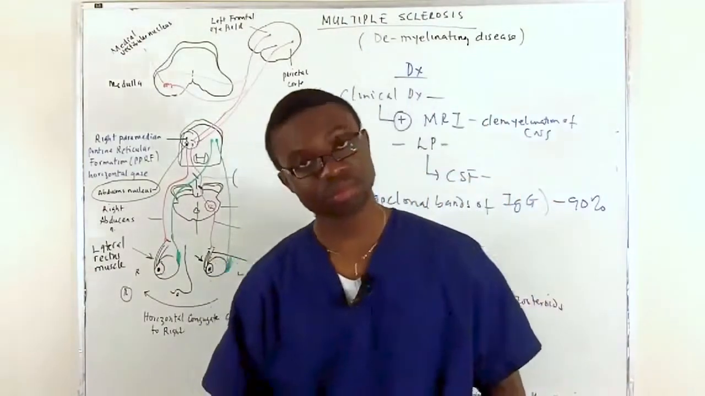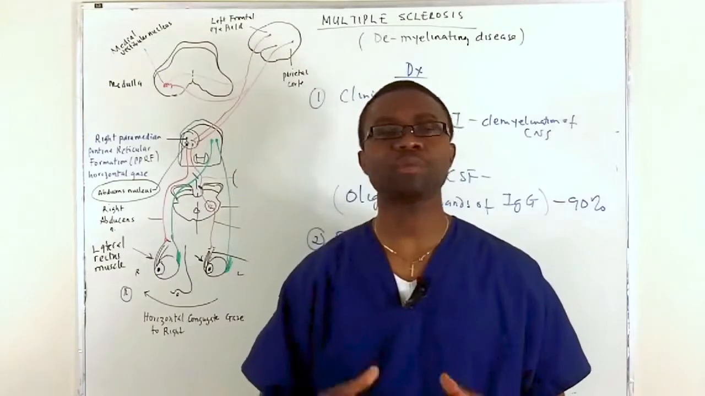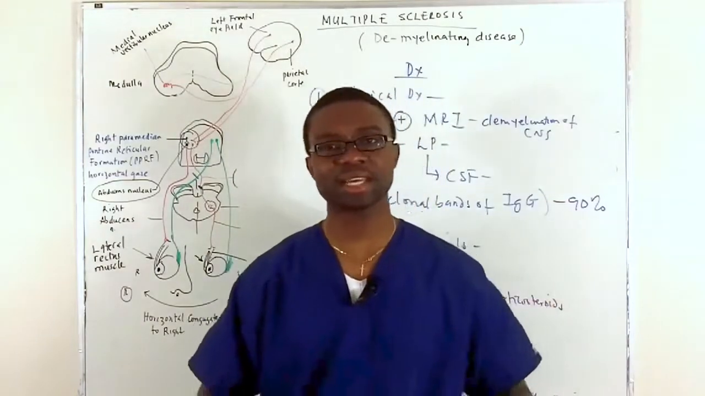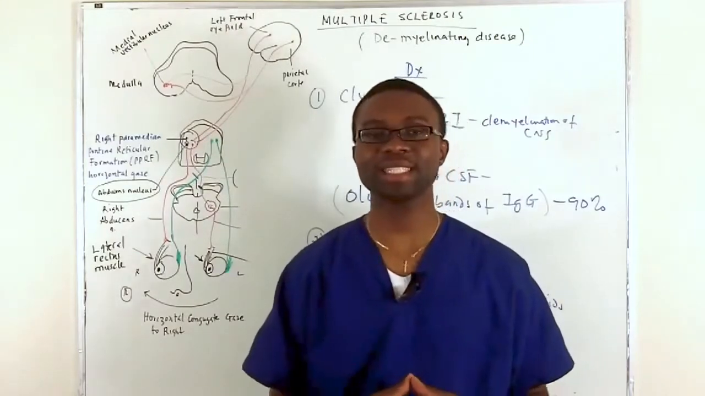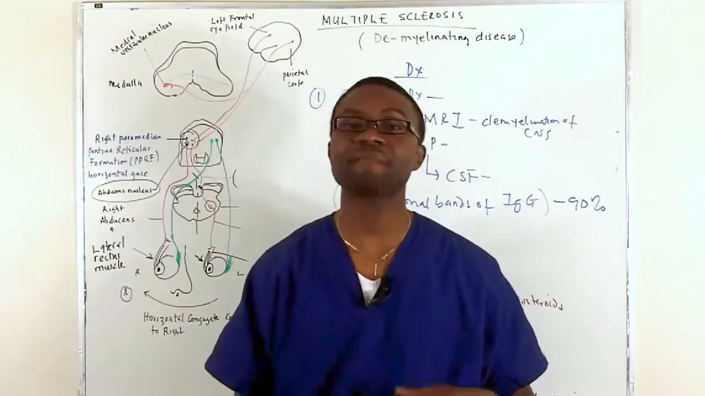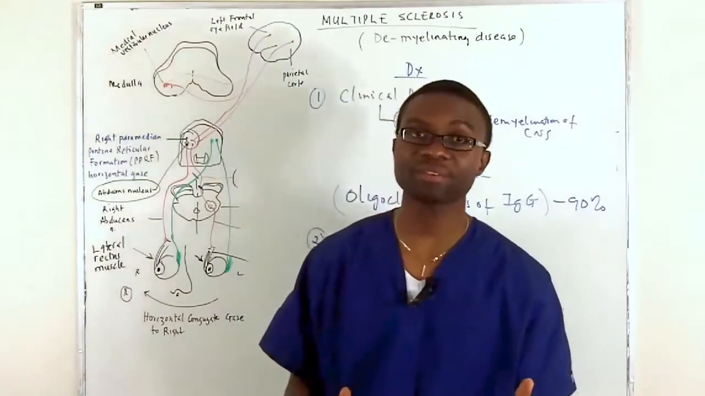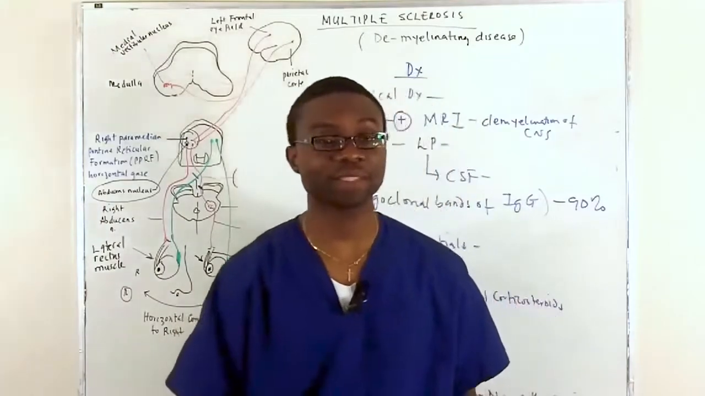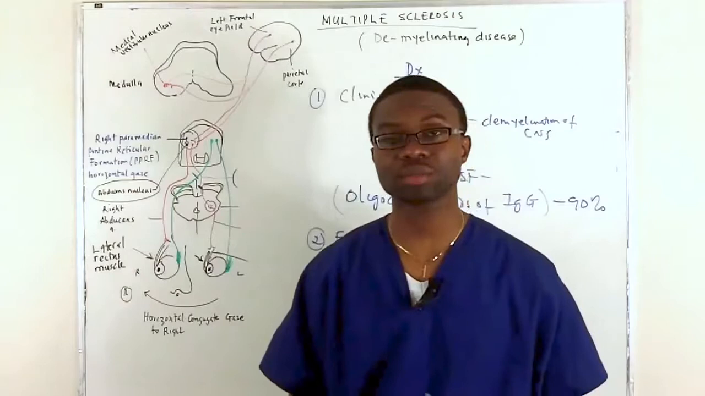Well, that brings us to the end of multiple sclerosis. I hope you're able to understand the disease in its entirety. Remember, this is a demyelinating disease of the white matter inside the brain. It can affect different tracts: pyramidal, cerebellar, MLFs, right? Also, we can affect the optic nerve at the back of the eye and the posterior columns.